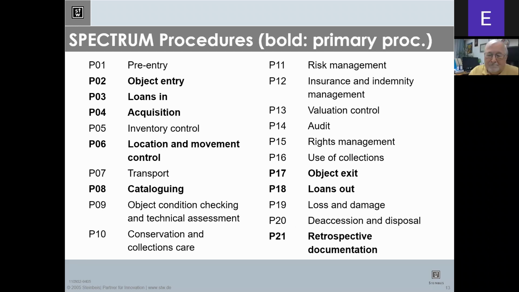And I think this is still valid to 95%. I have put a sequence number to these procedures, and you have in bold letters the main procedures in a museum. I think this is used for accreditation in the UK to become a museum. So you have to demonstrate these 8 procedures are available in your museum. You have object entry, loans in, acquisition, location and movement control, cataloging, object exchange, loans out, retrospective documentation.